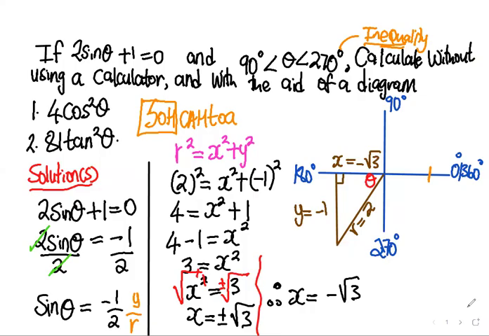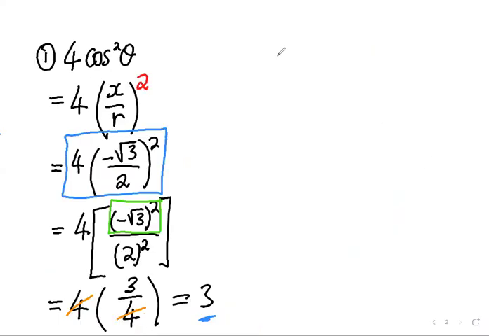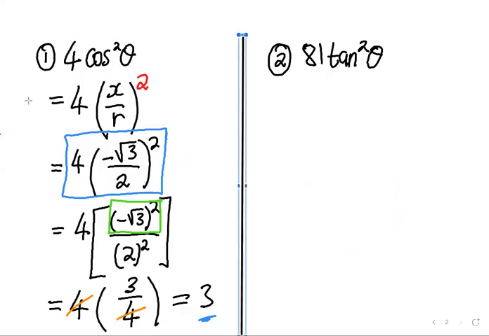So number 2, we are done with number 1. Number 2, they said find 81 tan squared theta. They want us to find 81 tan squared theta. Same thing. What are you going to do? You're going to apply whatever I was explaining. Do you all understand?